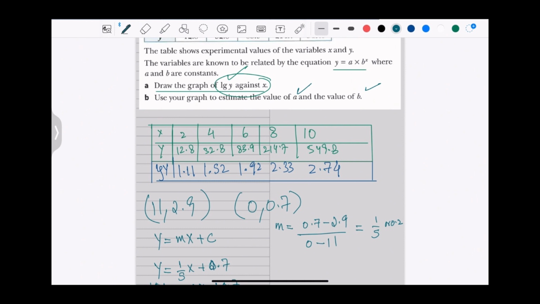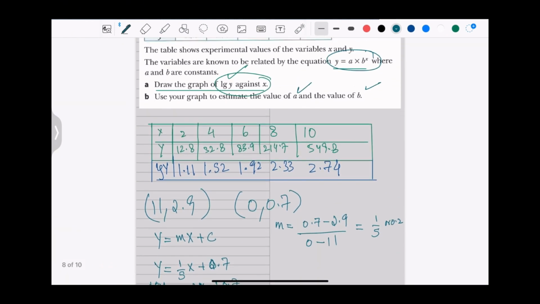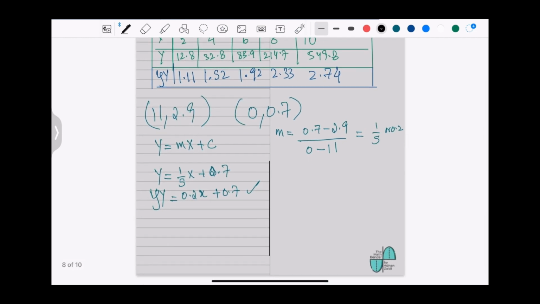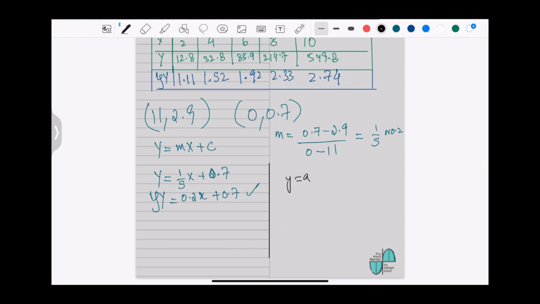Now, you have to estimate the values of A and B. There are two ways you could do this. Either convert the given equation into linear form and compare, or convert this line back to the original function. I'll show you both. So y equals a times b to the power of x, and if I apply LG to both sides, it becomes LGY equals LGA plus x LGB.